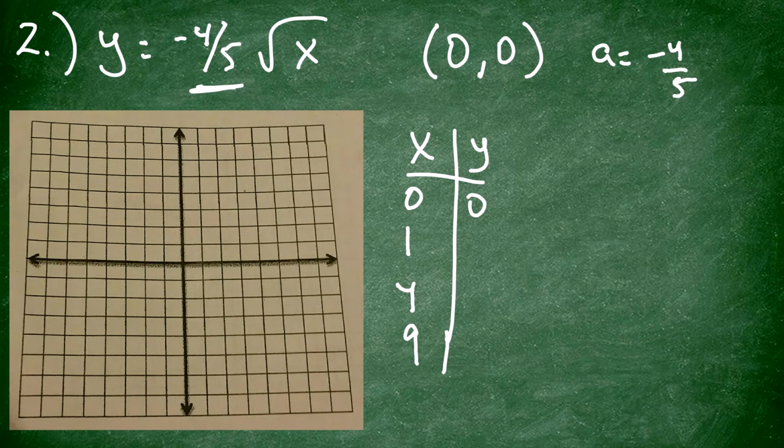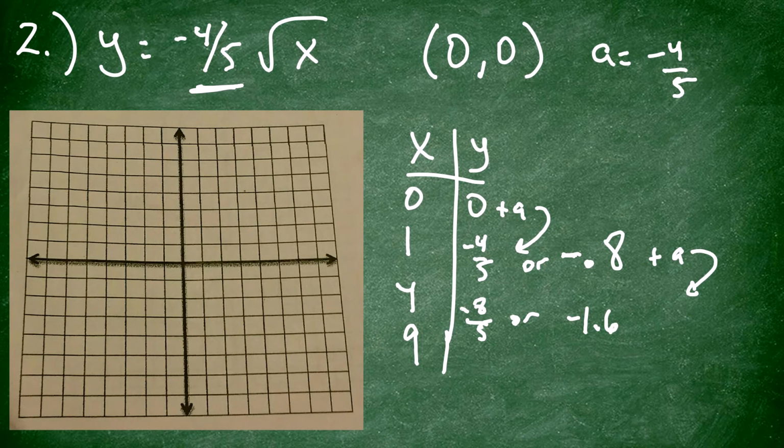And then I'm going to use a to build my y chart. So I do 0 plus a, which gives me negative 4/5. You might want to put decimal if you do better with decimals. So negative 0.8. I do that plus a to get my next level. That gives me negative 8/5 or negative 1.6. I add a again to get my next level, and that's negative 12/5 or negative 2.4. All right. So it doesn't matter whether you use decimals or whole numbers or fractions.